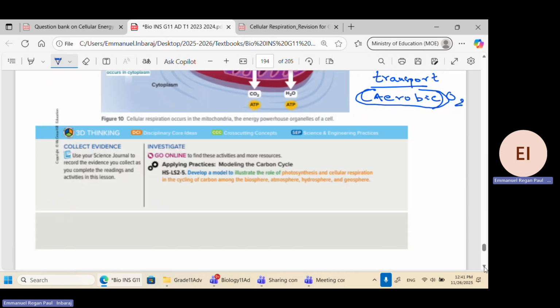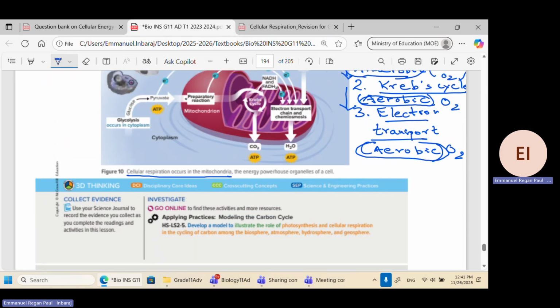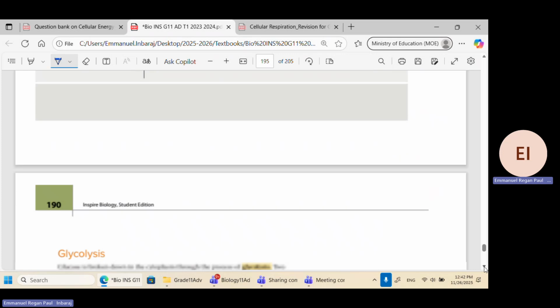See, what is important is something else here. You see, cellular respiration occurs in the mitochondria. So what is mitochondria? The picture that is given here is called the mitochondria. We'll talk about it. Okay, now let's go to the next page.